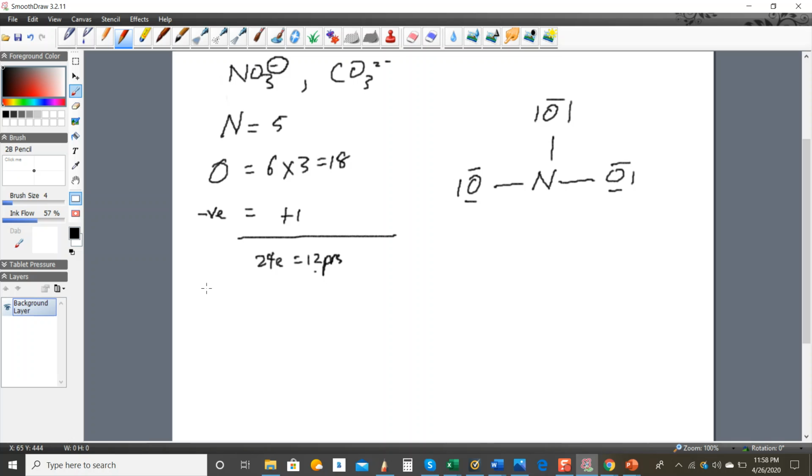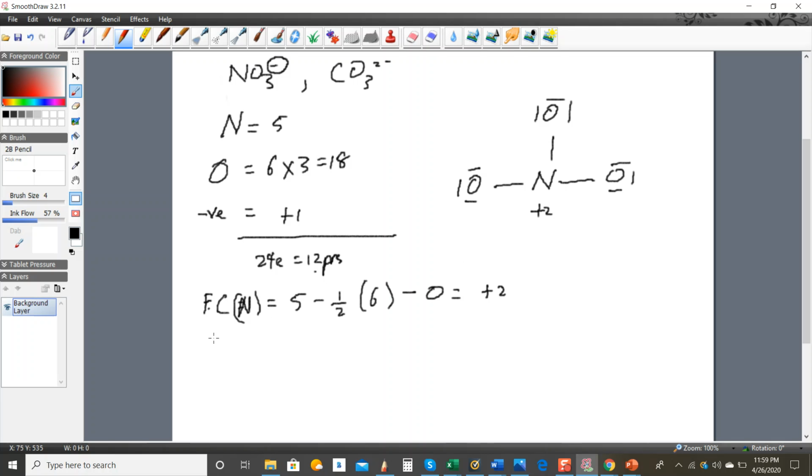Then we need to calculate the formal charge. Now remember, the formal charge formula is the group number minus half the number of bonding electrons minus the number of non-bonding electrons. So let's do nitrogen: the group number is 5, minus half the number of bonding electrons, which is 2, 4, 6, minus the number of non-bonding electrons, which is 0. So that gives you 5 minus 3, so that will be plus 2. So the nitrogen atom will carry a plus 2 charge.